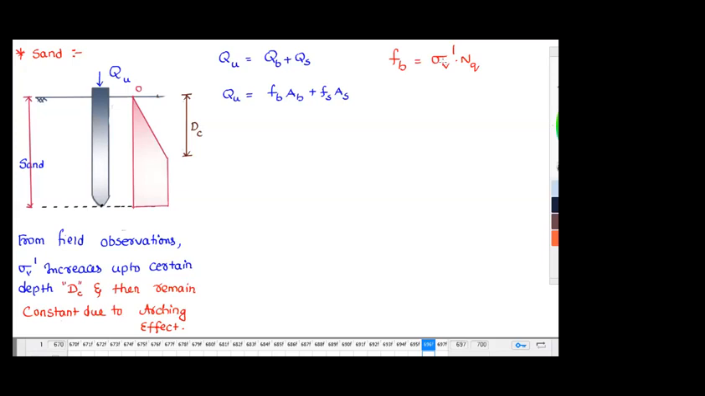Okay. So now coming over here, fb is equal to sigma V dash into Nq. Okay. Now let me take this one again, if I can write over here. So fb is equal to sigma V dash into Nq.